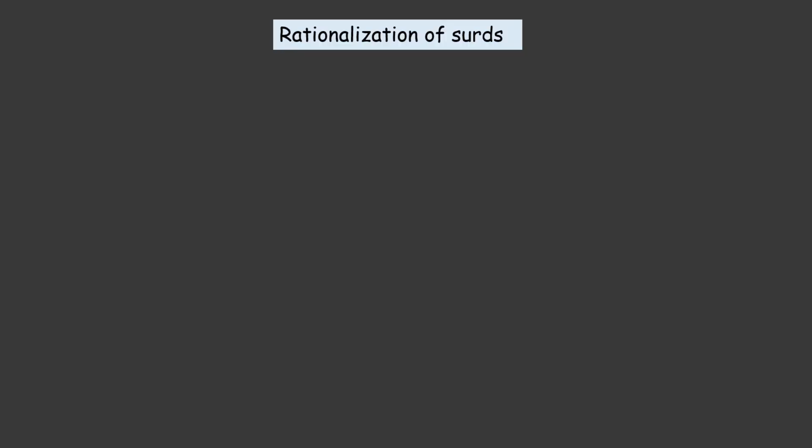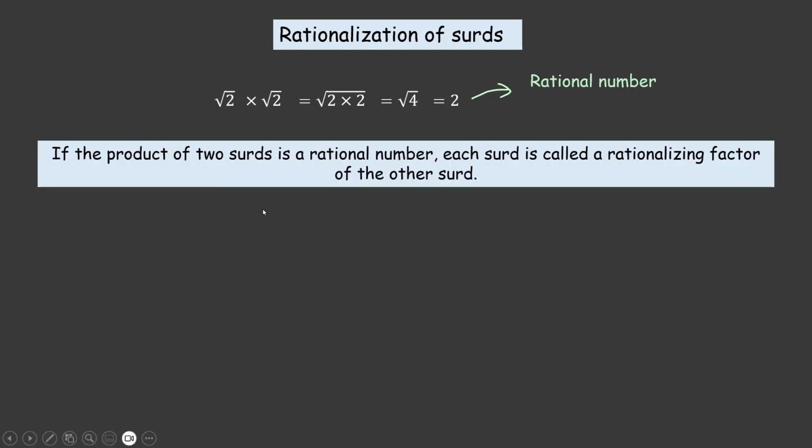In this video, we are going to understand rationalization of surds. Square root of 2 is a surd because it is an irrational root. Now, if we multiply root 2 with root 2, we get root 4, which is 2. Now, 2 is a rational number. If the product of two surds is a rational number, each surd is called a rationalizing factor of the other surd. So, here root 2 is the rationalizing factor of root 2.